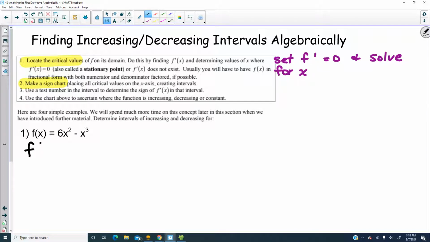So f prime of x. First of all, I need f prime. I'll take the derivative. Derivative of 6x squared is 12x, minus the derivative of x cubed, which is 3x squared. I'm going to set f prime equal to 0 and solve for x. That will help me find my critical values. So let's see. Set f prime equal to 0.